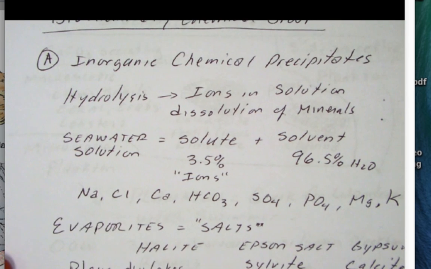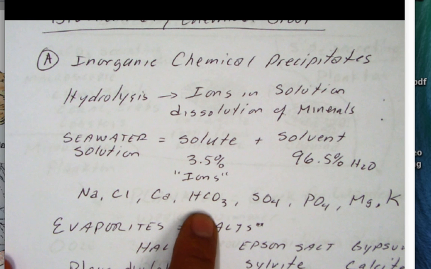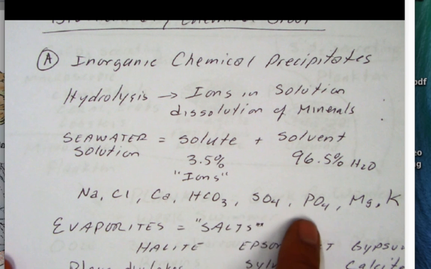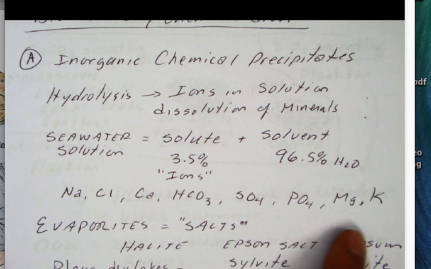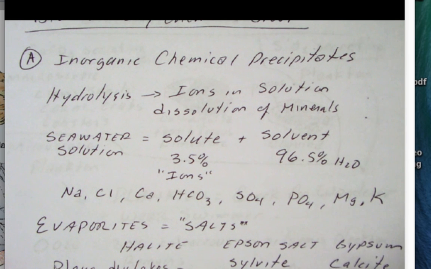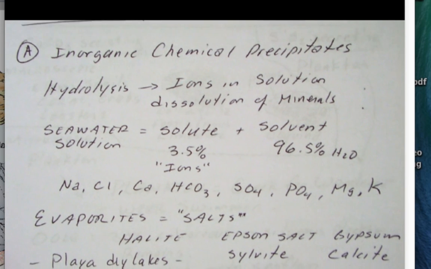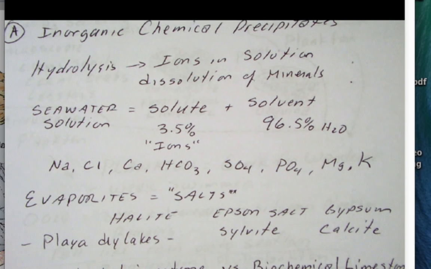And so in seawater we have sodium, chloride, calcium, this ion called bicarbonate, the sulfate ion, the phosphate ion, magnesium, potassium. Basically, seawater has every element on the periodic table. It just comes from rocks, right? But eventually, when seawater evaporates in a salt flat or a tidal basin, you make rocks called evaporites. And those are the salts.